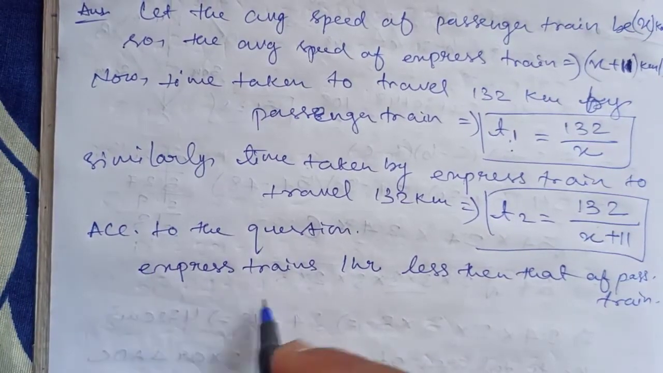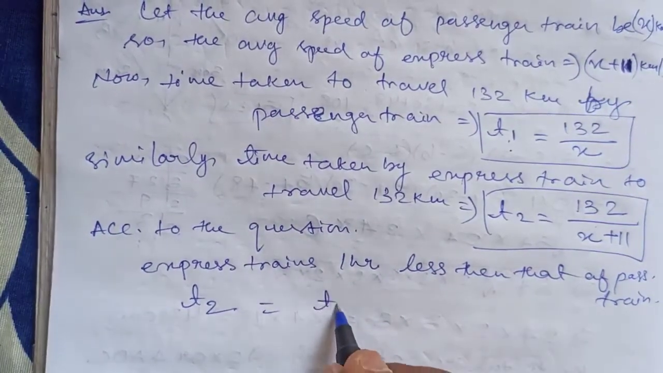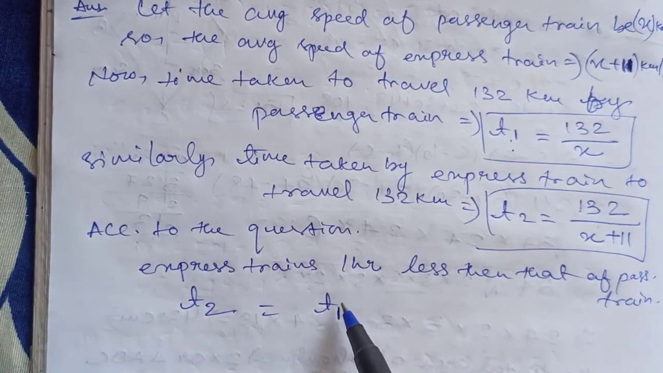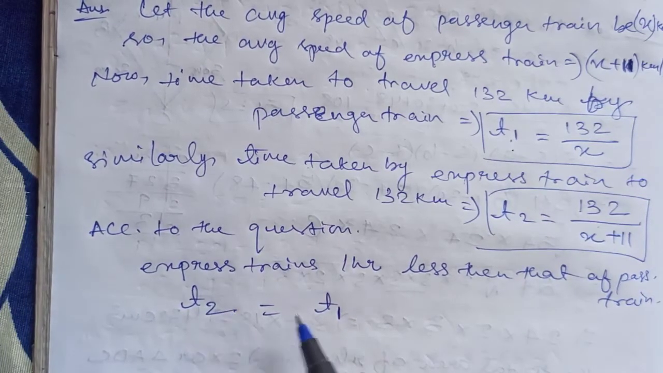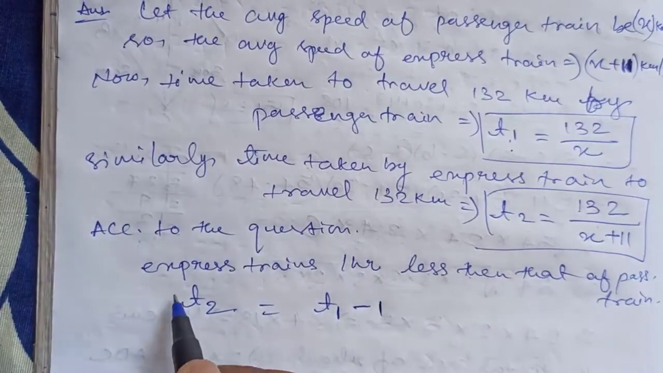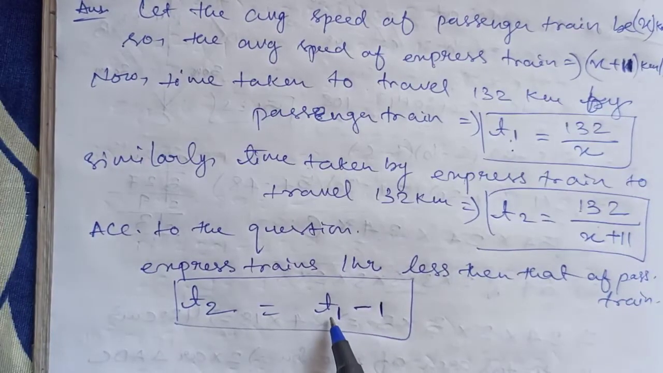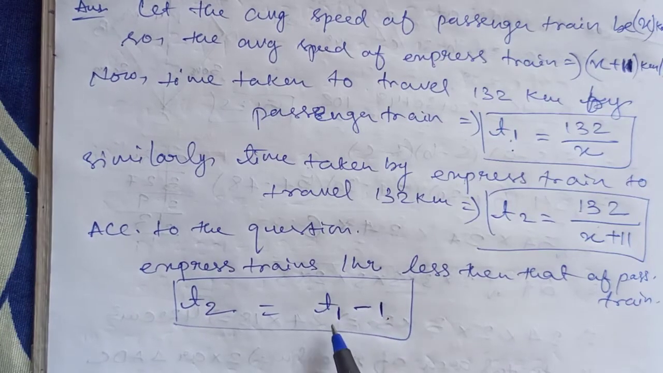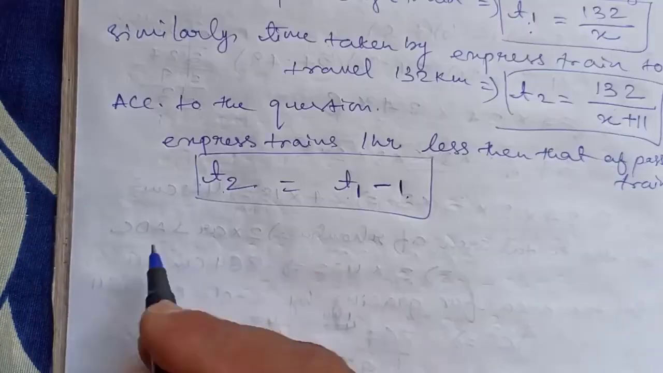Okay, express train is taking 1 hour less than the passenger train to travel between Mysore and Bangalore. So what is the time taken by express train? Express train takes T2 time and passenger train takes T1 time. Okay. Express train takes T2 time to travel 132 km and passenger train takes T1 time to travel 132 km, but express train takes 1 hour less than that of T1. T1 means, suppose passenger train takes 4 hours, it will take 3 hours. 4 minus 1, 3. Suppose passenger train takes 10 hours, it will take 9 hours. 10 minus 1, 9. Okay, so similarly T2 takes T1 minus 1.